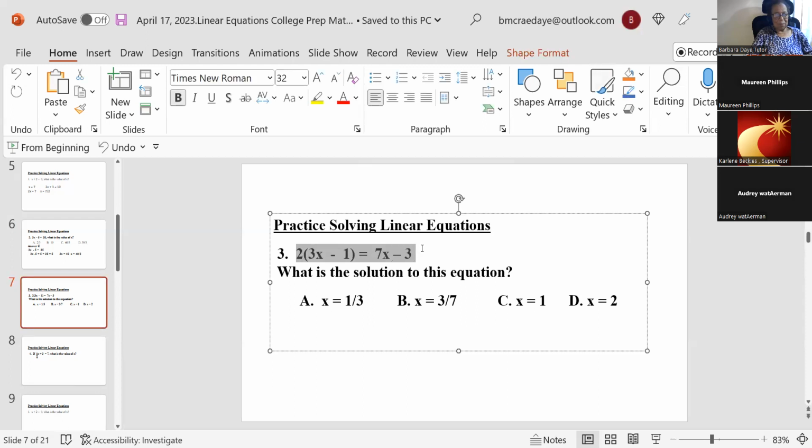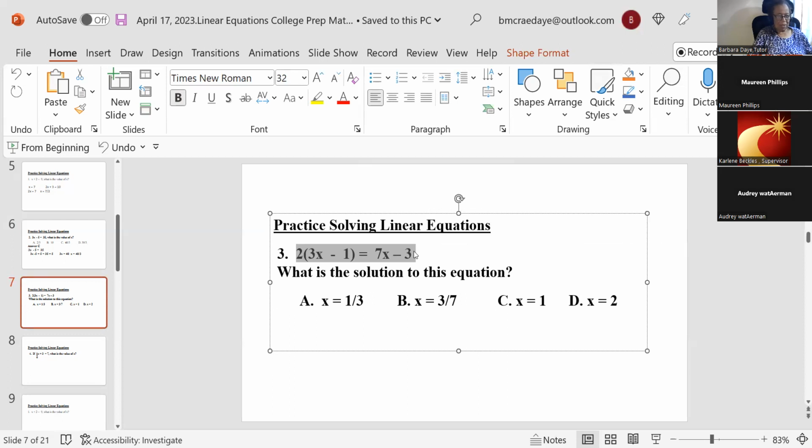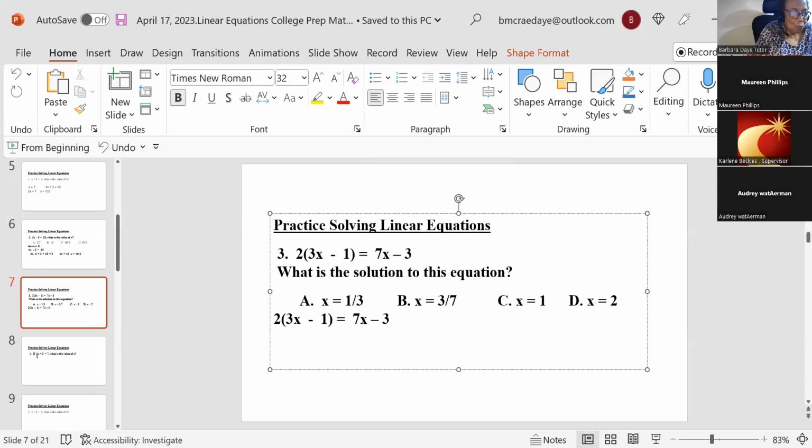You multiply whatever is in the parentheses by the 2. That's right. And what would that give you? I'll just put it here. What's 2 times 3x? Audrey, 2 times 3x. Multiply the coefficients, Audrey.